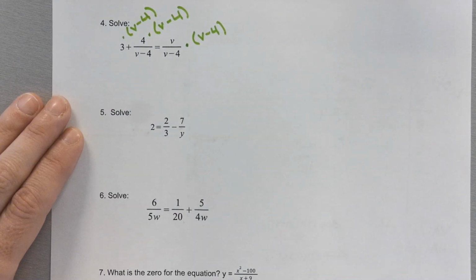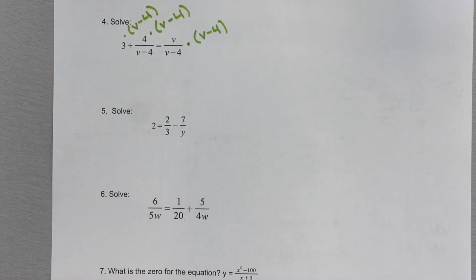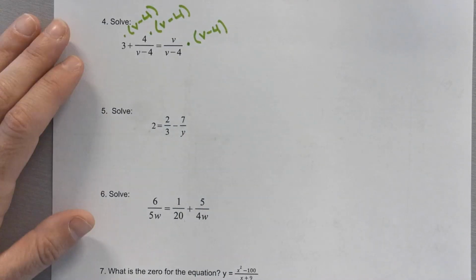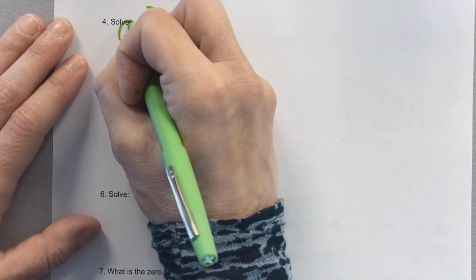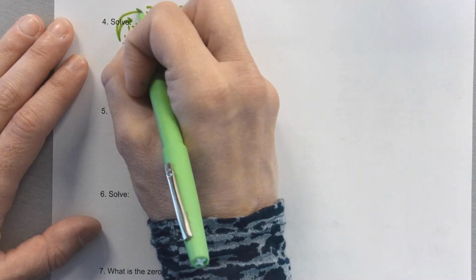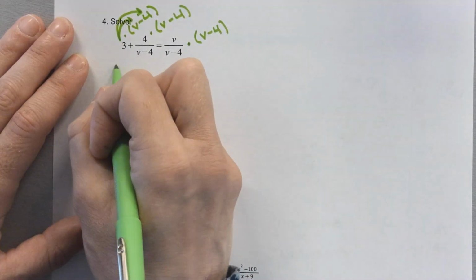Okay, I'm gonna freeze my smartboard. You try this one without me. I'm gonna do this one too, and we're gonna kind of meet back up and see how we did. So make sure you actually distribute the 3.